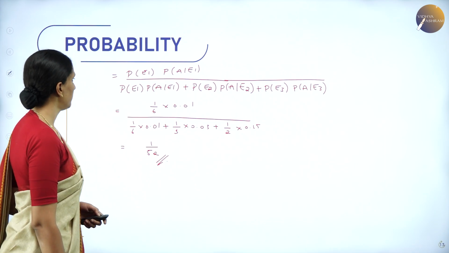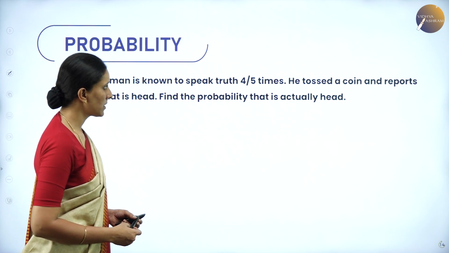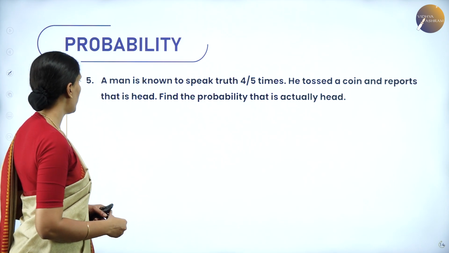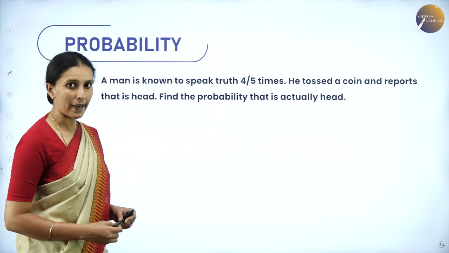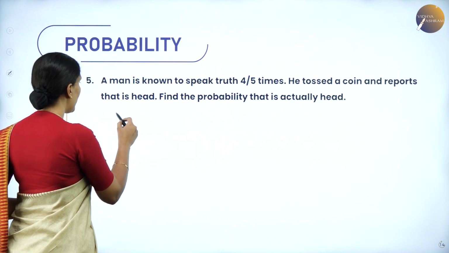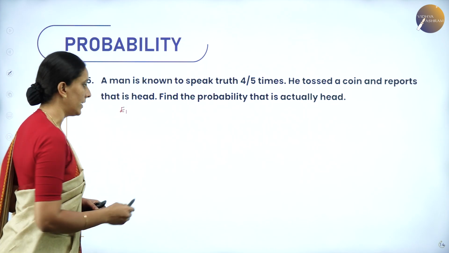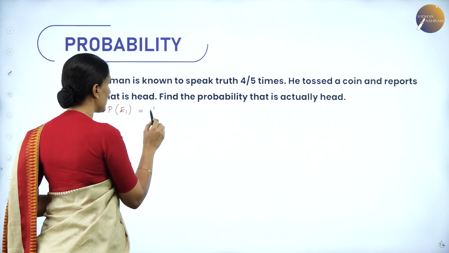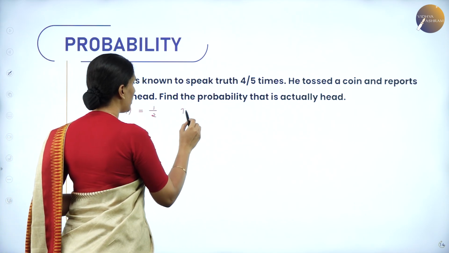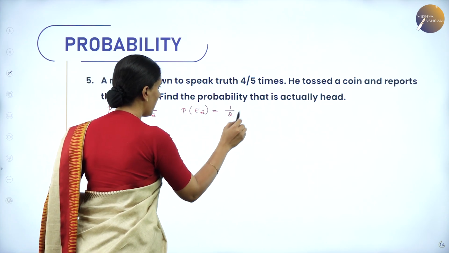Next question. A man is known to speak truth 4 out of 5 times. He tossed a coin and reports that it is head. Find the probability that it is actually head. So let me consider the event E1 as getting head. So probability of getting head when a coin is tossed is 1 by 2. So probability of not getting head, which means getting a tail, is also 1 by 2.